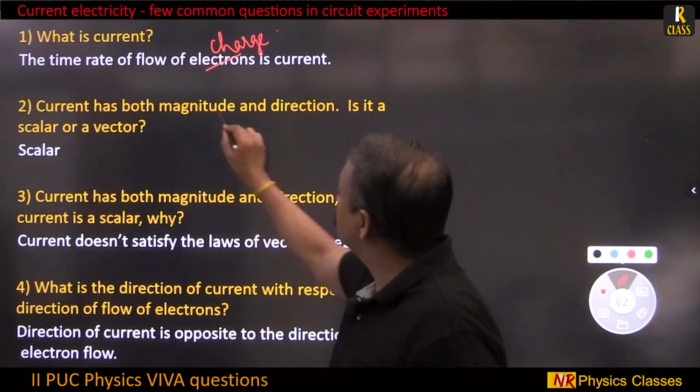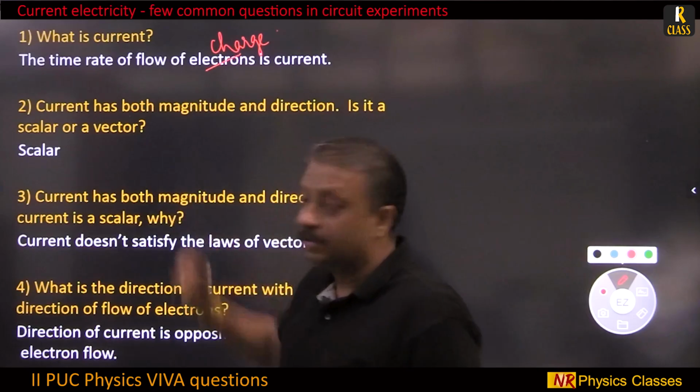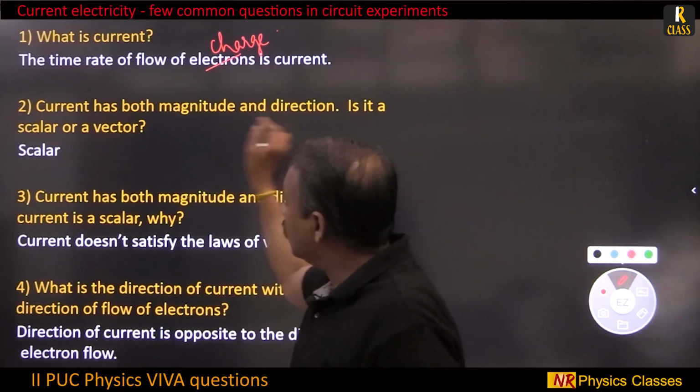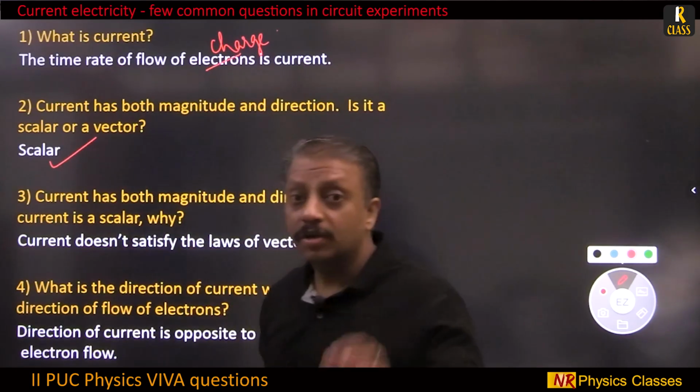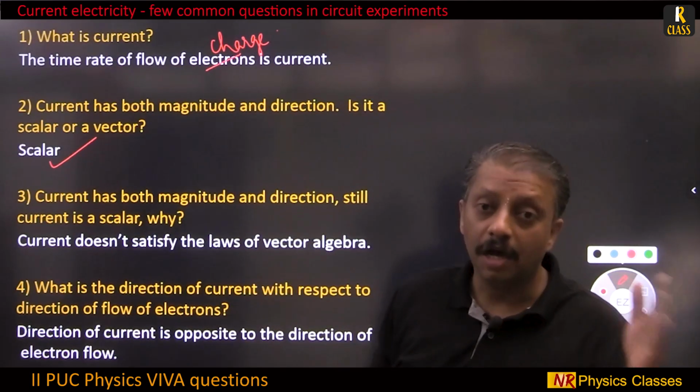Current has both magnitude and direction. Is it a scalar or a vector? It has both magnitude and direction, but it's a scalar because it doesn't follow laws of vector algebra.